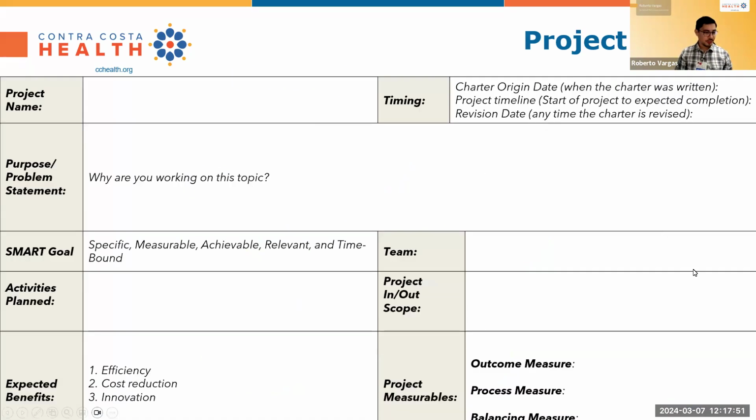All right. So I already see a little cutoff there. I'll read it out. But here's one version of the project charter. There are many ways of doing this, but there are typically some big pieces here. And again, I'm going to go into detail on each section, but you'll see project name, timing, a purpose statement, SMART goal, activities plan, expected benefits, team, product scope in and out, project measurables.